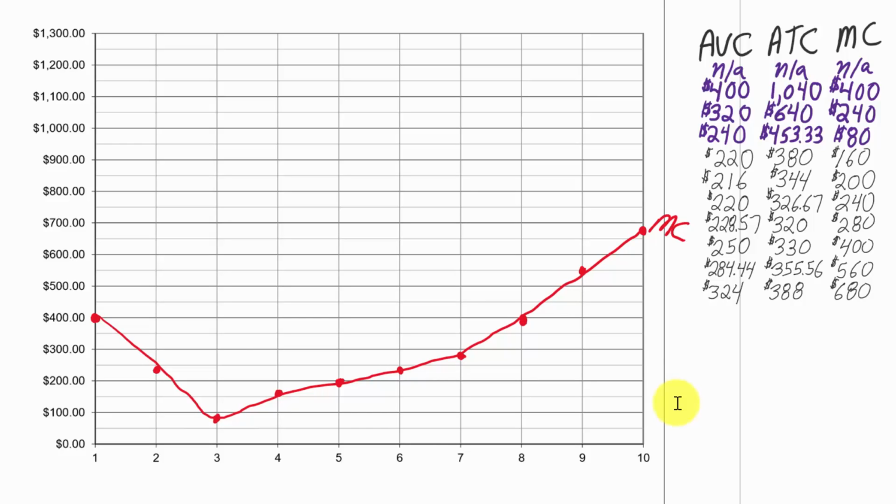So now you pause the video and graph these other two, average variable cost and average total cost. And again, we can't be too precise as we're doing this. We want to be as close as we can, but we don't want to obsess over getting everything too perfect, because it's just not possible when you're doing this by hand. So pause the video, graph those other two, and then let's come back and look at those.